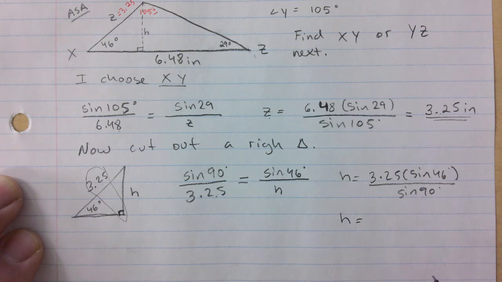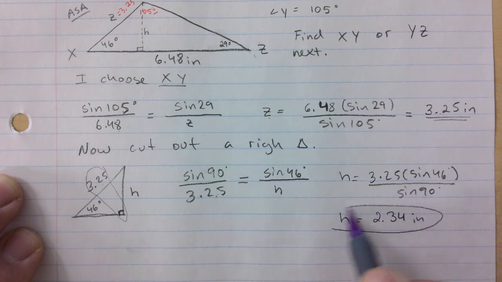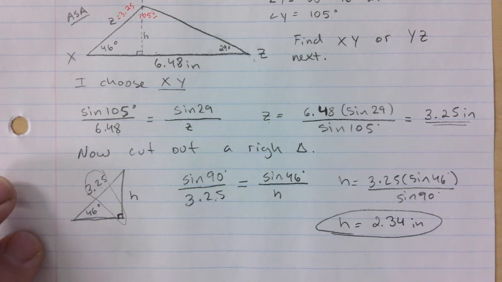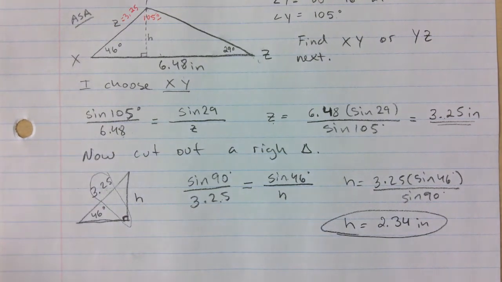2.38. No, sorry, 2.34. My bad. Inches. Now you found the height of this triangle. So if I were to ask you now, or let's say at the very beginning, I would have asked you to find the area of that triangle. You would have had to go through all of this, right, to find the height and then find the area. Okay, so that's how that goes.